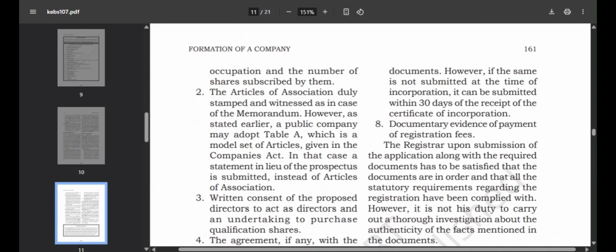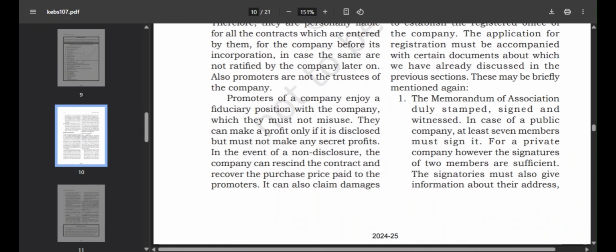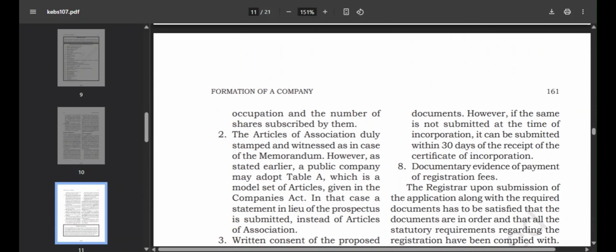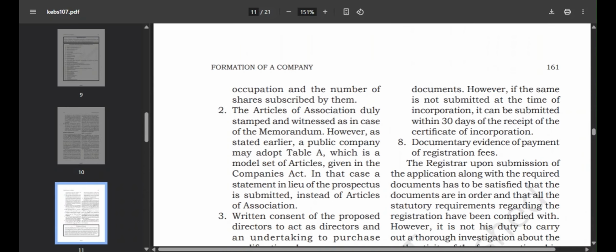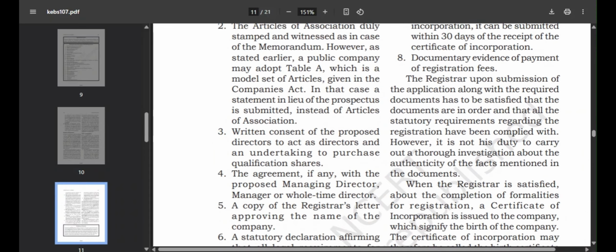Second, AOA, duly stamped, witnessed, as in case of MOA. Same way, it has to be stamped, witnessed, and signed. However, as stated earlier, a public company may not file AOA. In that case, a statement in lieu of prospectus is submitted instead of AOA. So a public company also submits a statement in lieu of prospectus, before your prospectus is made.